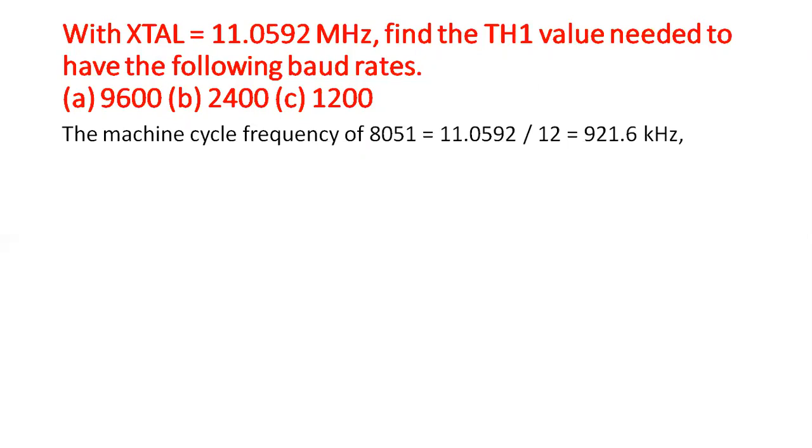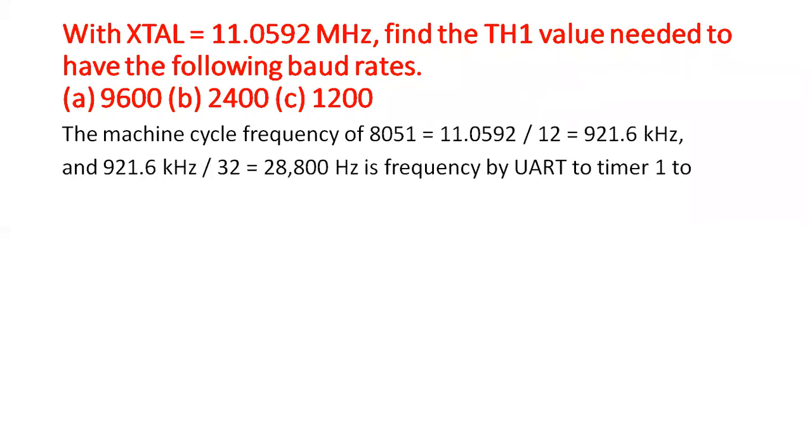The machine cycle frequency of the 8051 connected at 11.0592 megahertz will be divided by 12 for the first step. We already used this in the timer configuration also. XTAL is nothing but the crystal oscillator connected to the microcontroller. So 11.0592 divided by 12, you will get 921.6 kilohertz, right? We are going to use UART communication.